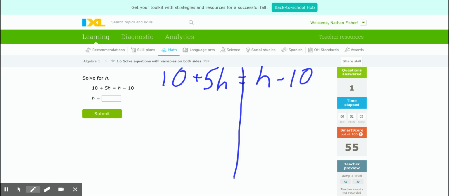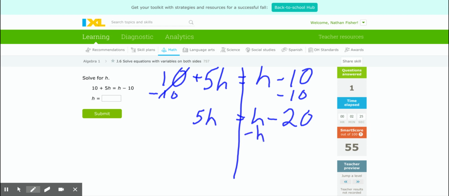Like I mentioned before, that's just my personal preference. You could do it the other way. I'm going to subtract 10 so that I don't have constants on the left side anymore. I'm going to have 5h still equals h, and then negative 10 minus 10 would give me negative 20. Now I want to move the remaining h on the right side to the left side. Because it's a positive h, I'm going to subtract h from both sides. And now I'll just have that negative 20 equals, this is now going to be 4h.